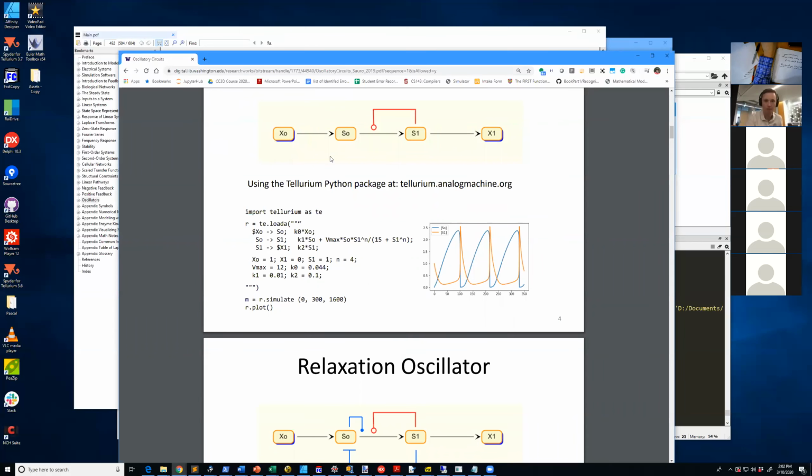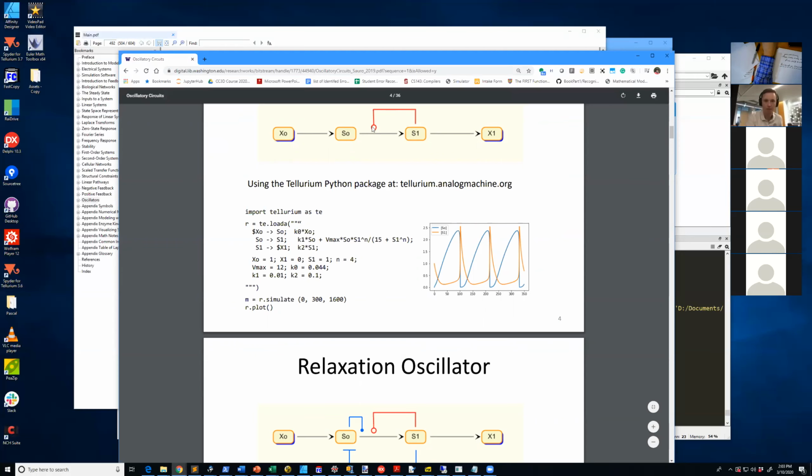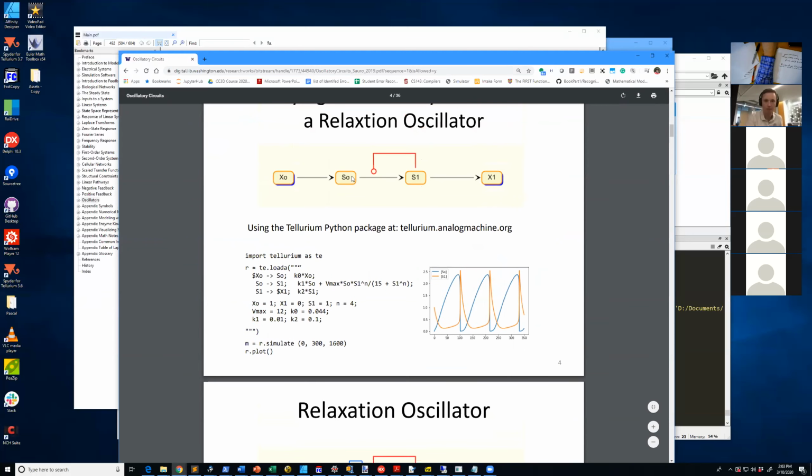So the voltage that controls the quote transistor is S0. The transistor is this middle step, all right? And that either turns on sharply or not, depending on the presence of S1 and whether S1 activates and starts the reaction going or not. So maybe let's walk through this and show you how this works.